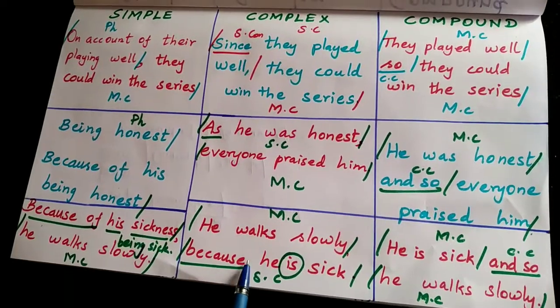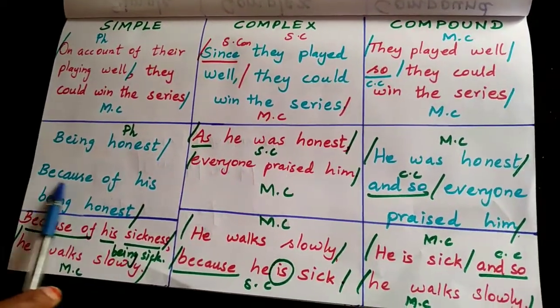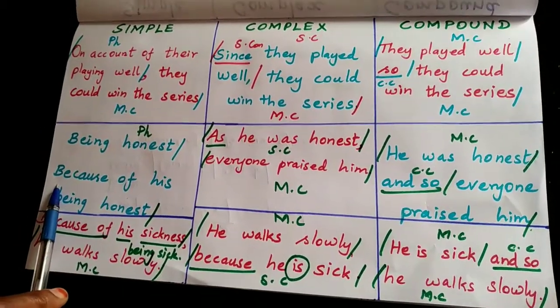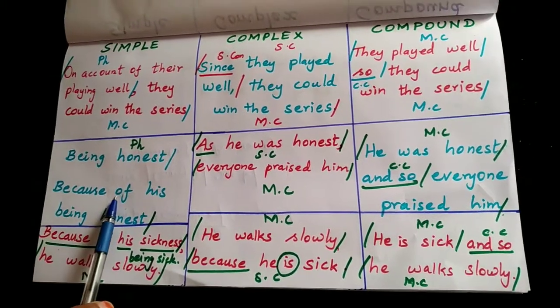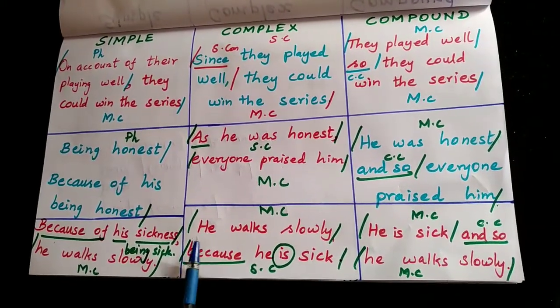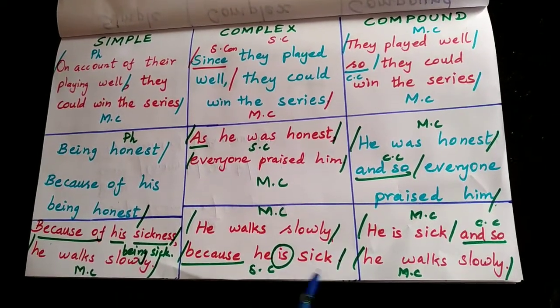See here, if you use only because, it is the conjunction. If you use because of, it is a preposition, and it becomes a phrase. Okay? See here, he walks slowly because he is sick. The reason becomes clear here. Okay?